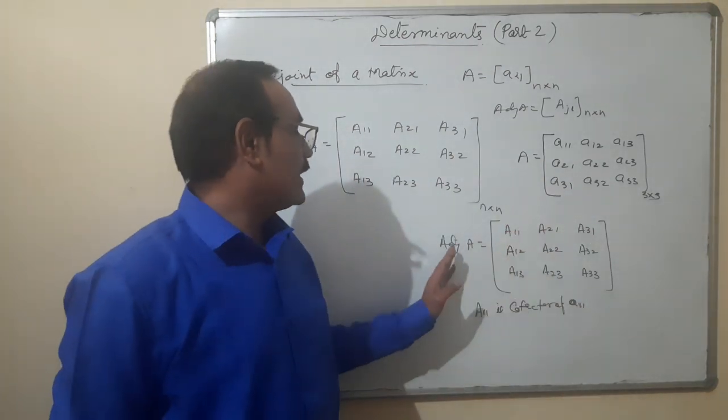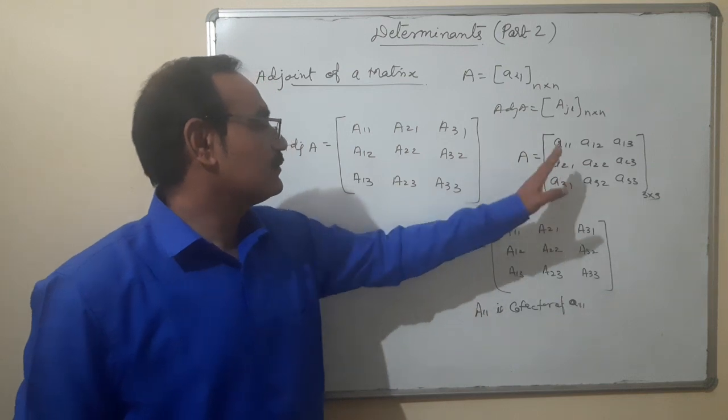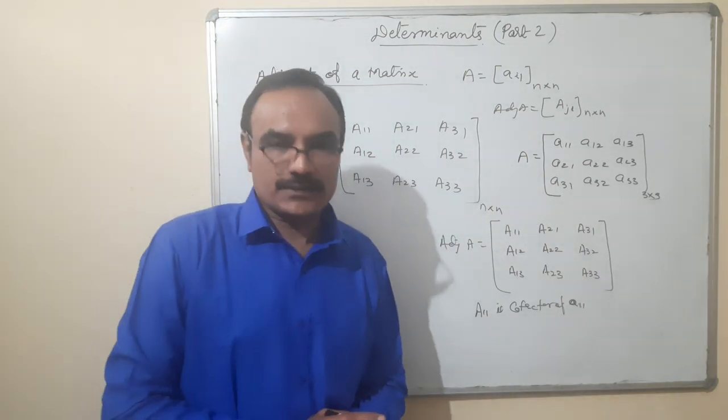So what does it mean? Adjoint of A is equal to the transpose of all the cofactors. Okay.